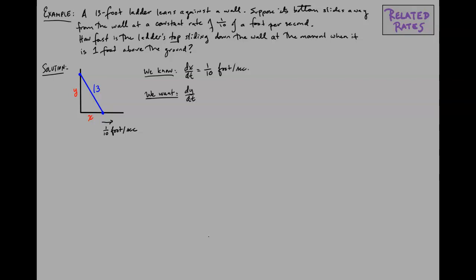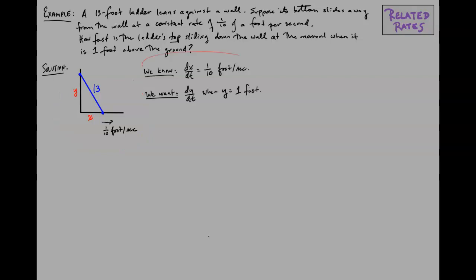And we have to specify that moment because we know it differs at different times. So we want to know what is dy/dt. How is this length right there changing in time when the ladder's top is 1 foot above the ground? Well, that means when y is equal to 1. And I guess I should say 1 foot to be precise. Okay, we are halfway there now. We understand what's going on. We've got a picture of the general situation.